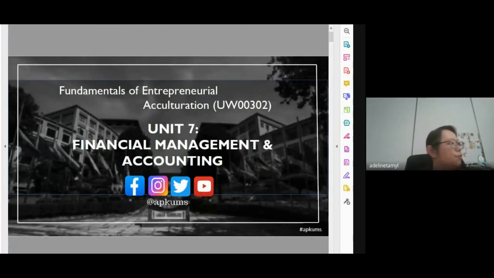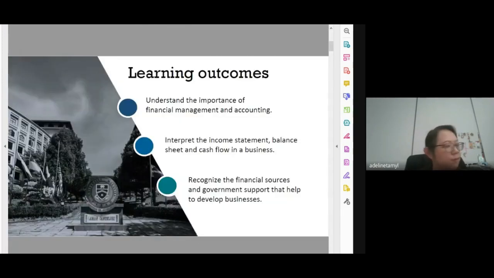All right, so for unit 7, we are going to look at financial management and accounting. What are the importance of financial management and accounting? You are going to look at the 3 statements. You are going to prepare these 3 simple statements, a must in your final report. Put this in your final report, and you look at what are the sources of government support that you can get for doing business here.